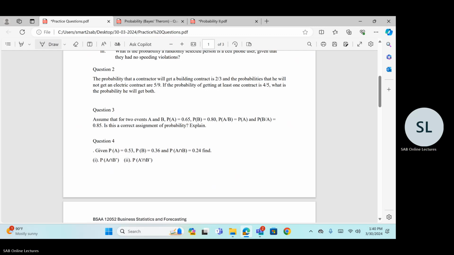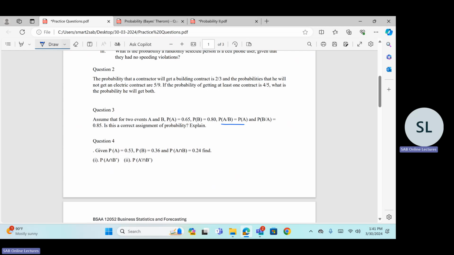Okay, then based on that, we can assume A and B are independent. Then what happened to this one? B given A is equal to 0.85. A and B are independent, so what is the answer for that one? Probability of B. Okay, then the probability of B value is how much? 0.80. But the question is given 0.85. Then is it correct or wrong? Wrong. That is not true.